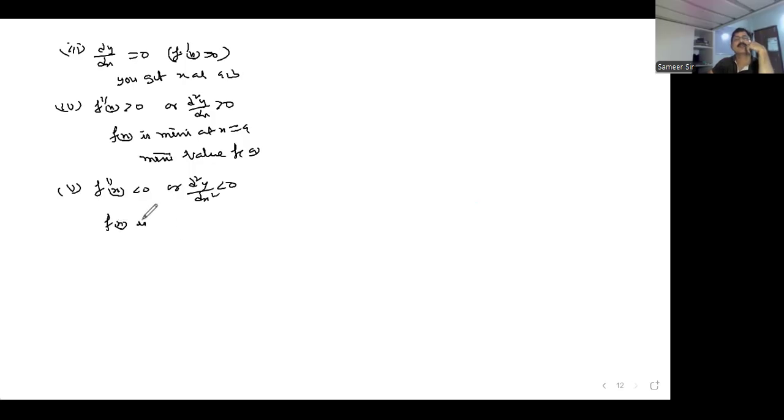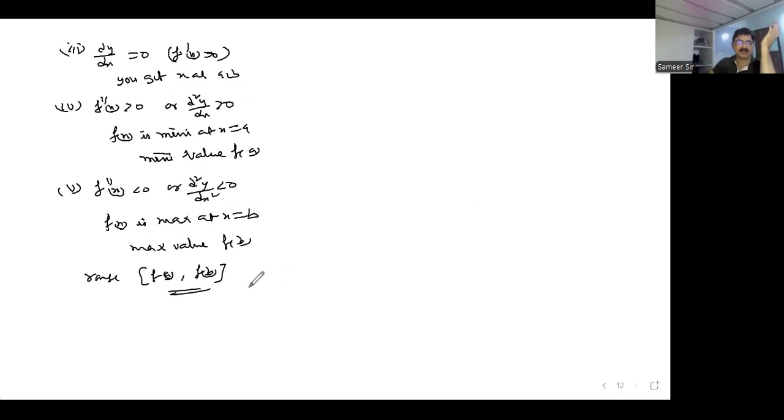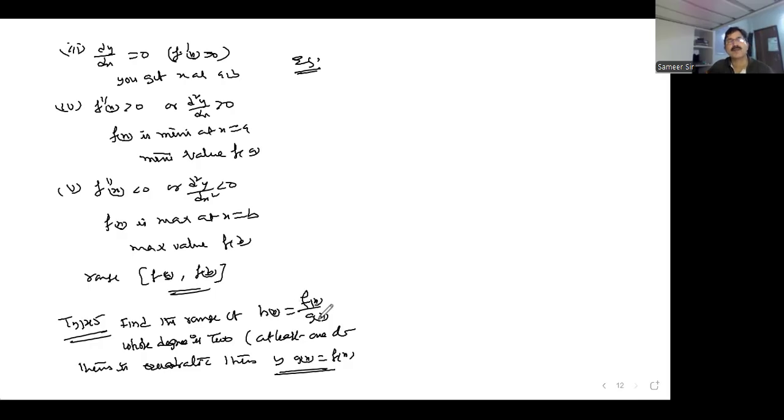So f of x is max at x equal to b. I'm taking some different value, nothing is there. Max value is f of b. What is the range? Range is minimum and maximum. f of a, f of b. You have to write like this. This is one method. And the last one is type 5 now. What is type 5? Type 5 is rational function whose degree is 2, or at least one of them is what? Quadratic. Then you write like this.